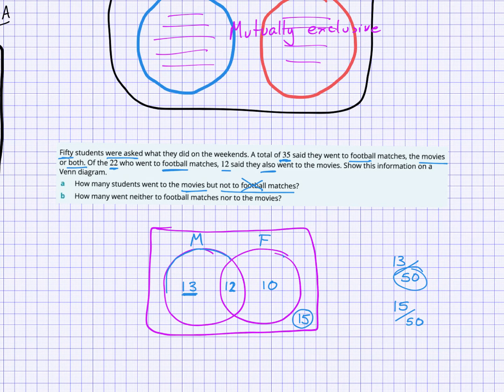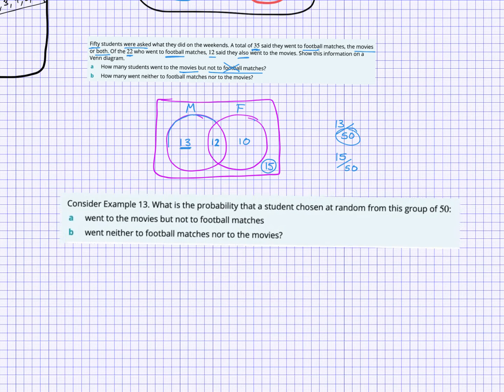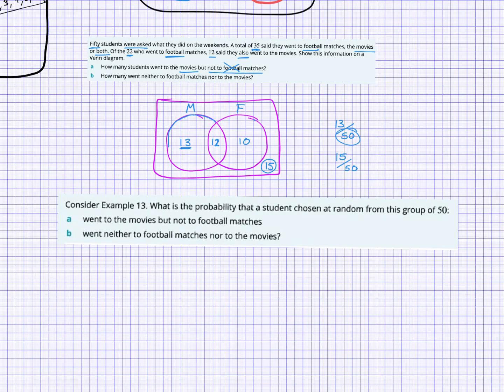Okay, so this question builds on from that and is exactly what I'm talking about. What is the probability that a student chosen at random from this group of 50 went to the movies but not to football matches? So that's this original 13 here. So when we're asked about probabilities, we should phrase it as a fraction. 13 out of 50. All right, and I can say that this is PR of not F intersection M.